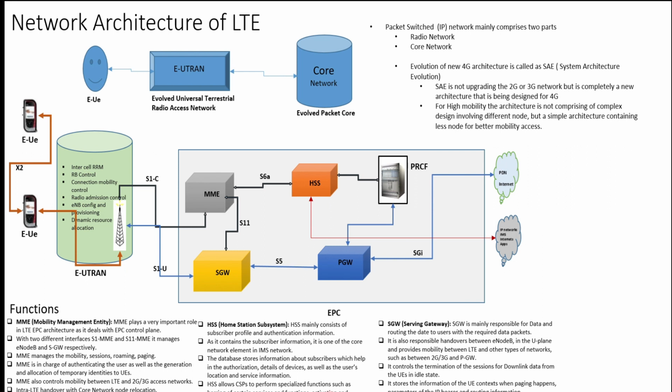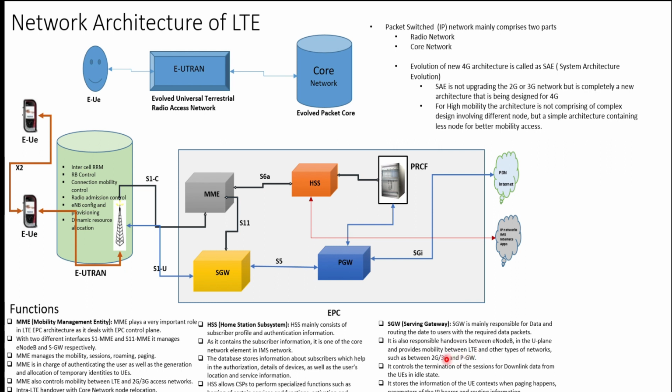Uplink and downlink charging is also handled per UE in the SGW and PDN, along with QCI, quality of service. Okay, that is how it is. So here I have listed some of the main functions. It is mainly responsible for routing the data to the users with the required data packets, right? So we can say that it handles the allocation of your data packets.